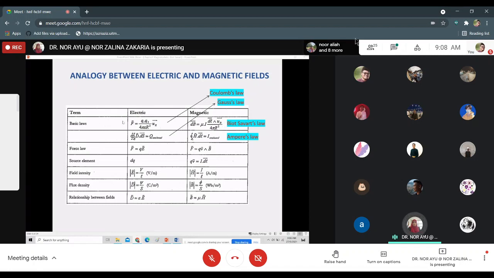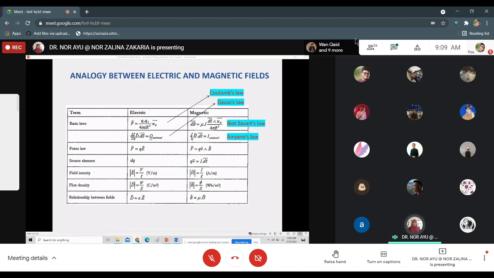And then for the next one, for electrostatic, we have Gauss law. You know that Gauss law states that the flux equals Q enclosed, and the flux is the integral of D.ds, where Q enclosed depends on how many charges are inside the system. That is Gauss law.